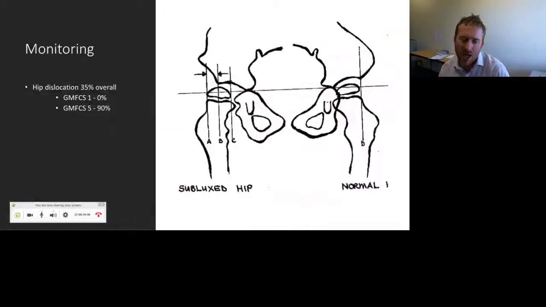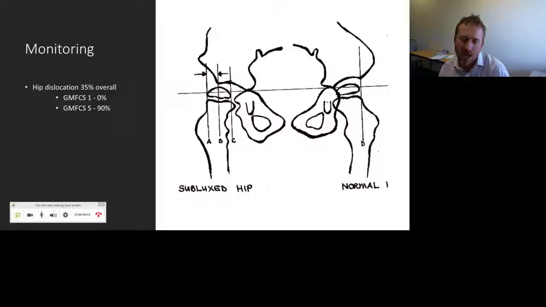The way we screen for hip surveillance is simply through regular hip X-rays. Again, these are much more regular for those children who are GMFCS 4 and 5 than it is for kids who are GMFCS 1 or 2. And we use something called Reimers' migration percentage by measuring the amount of the ossified femoral head that is lateral to the Perkins line, which sits at the lateral part of the pelvic part of the acetabulum.